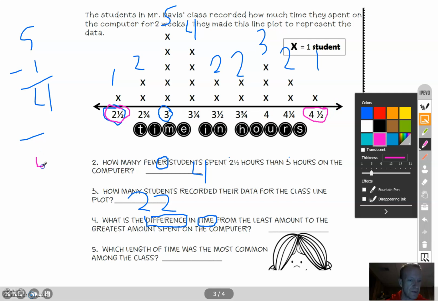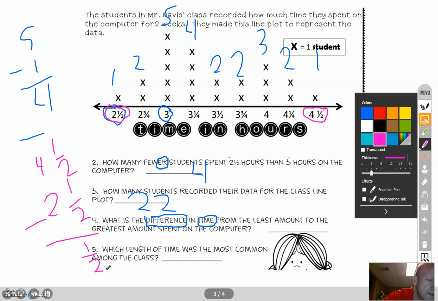Okay, so we have 4.5. And then we have 2.5. And they said difference, so we're going to subtract them. When you're doing fractions, that just stays the same. So they cancel out each other. So you just have to do 4 minus 2. So the answer would be 2 hours.